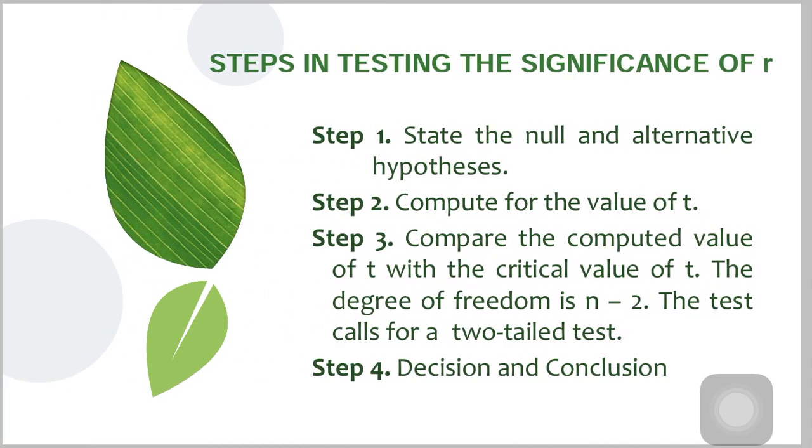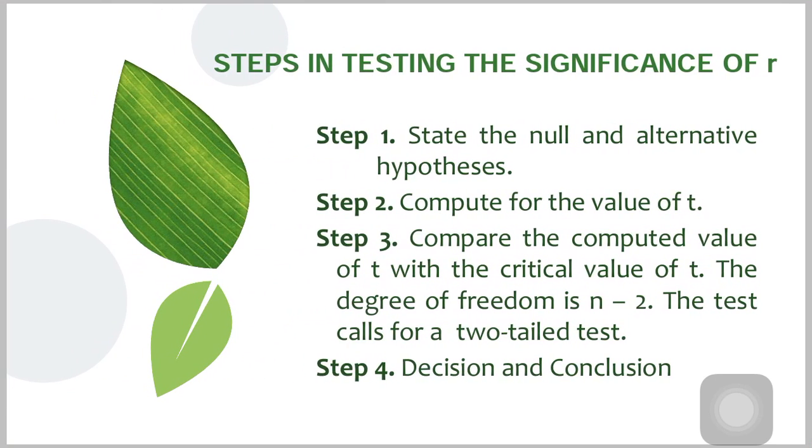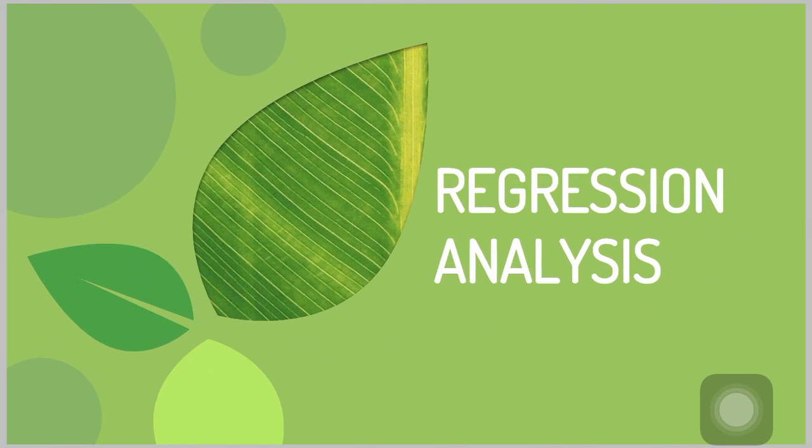Now, we go back here. If in our decision there is a significant relationship, then we proceed to regression analysis. However, if there is no significant relationship, we could not proceed to regression analysis, and it ends there.